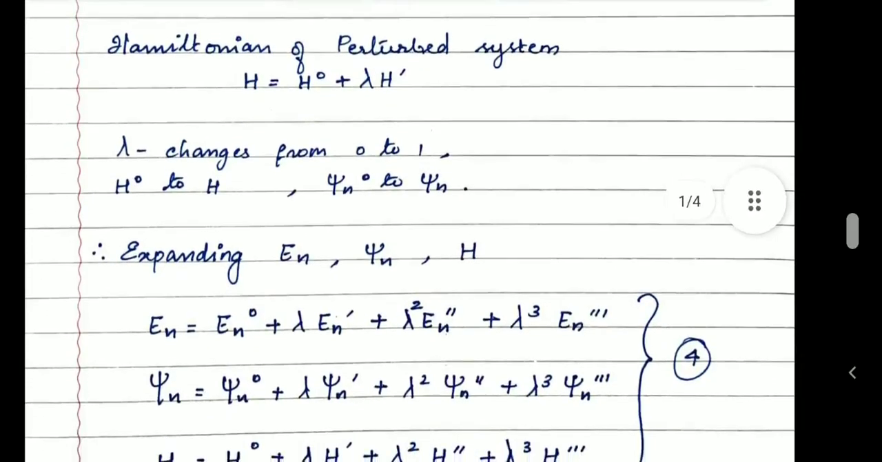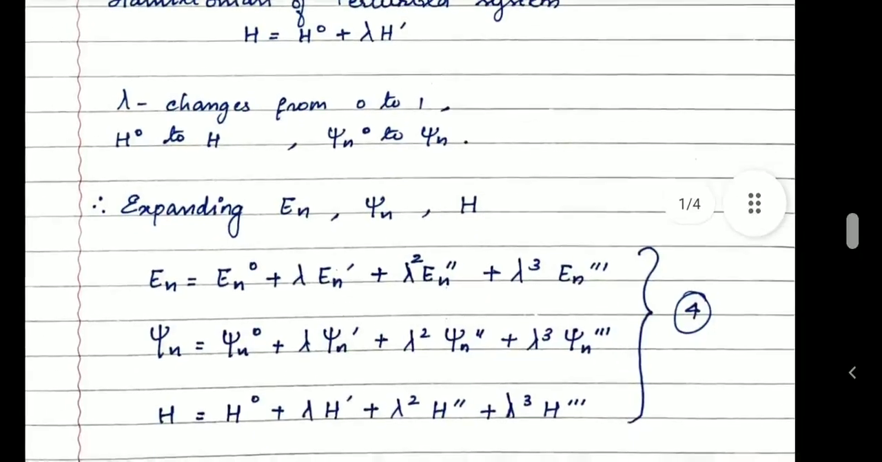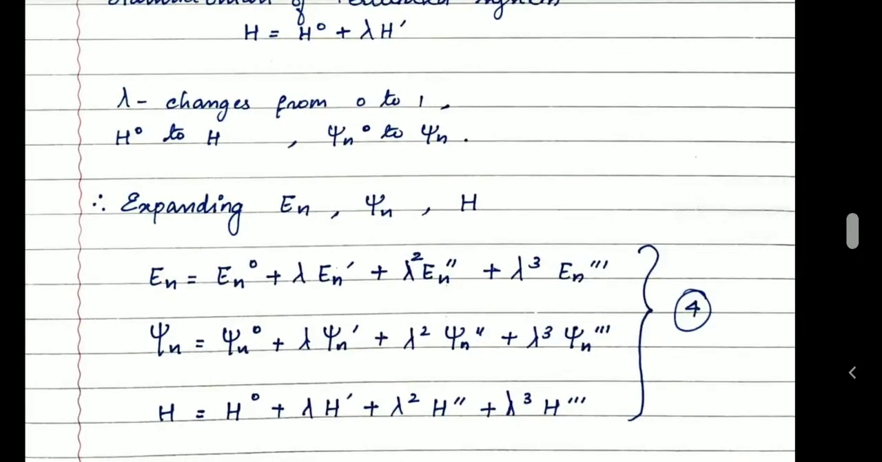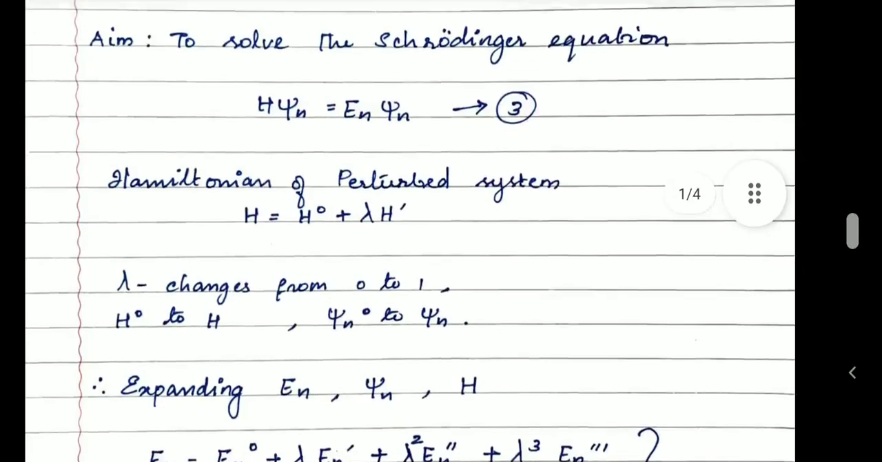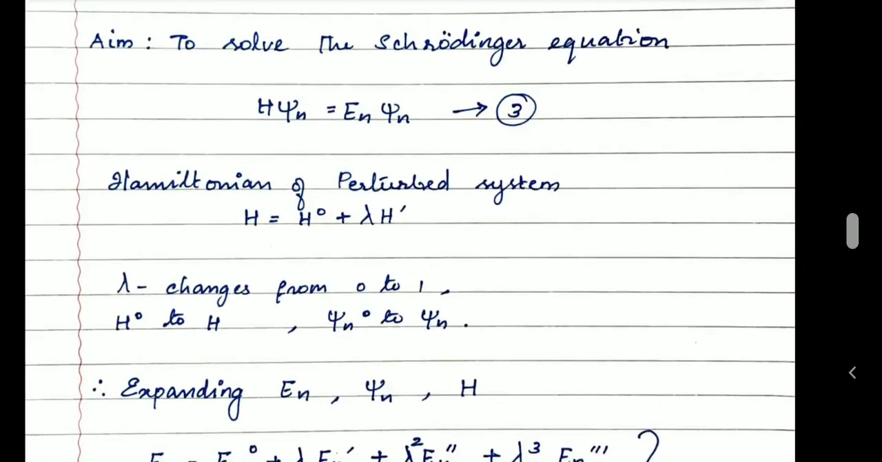So E n is equal to E n naught plus lambda E n dash plus lambda square E n double dash plus lambda cube E n triple dash. Psi n is equal to psi n naught plus lambda psi n dash plus lambda square psi n double dash plus lambda cube psi n triple dash. H is equal to H naught plus lambda H dash plus lambda square H double dash plus lambda cube H triple dash. We are naming these three equations as 4, and we are going to substitute all these three equations in the Schrodinger equation 3.